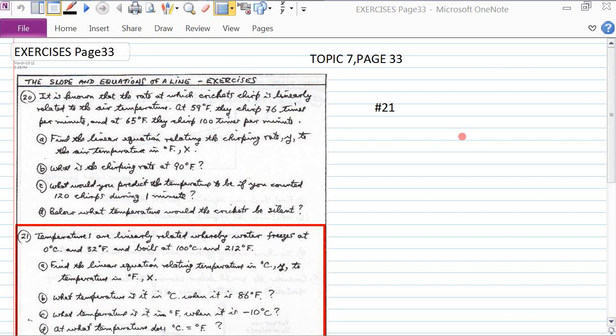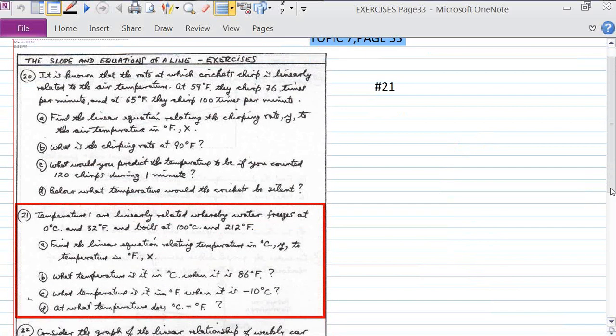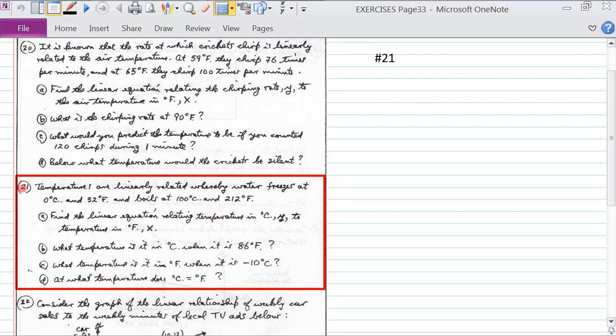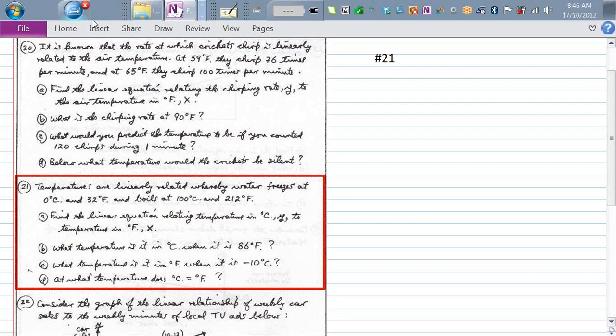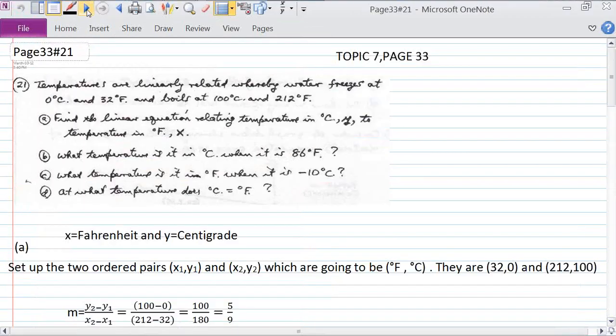We're on page 33, and the problem we're going to do is number 21 here. So we're going to go on and do number 21. Number 21 essentially is a problem about the two main temperature scales that are used, centigrade and Fahrenheit, and to find the linear relationship between these. So what we're given is two ordered pairs.